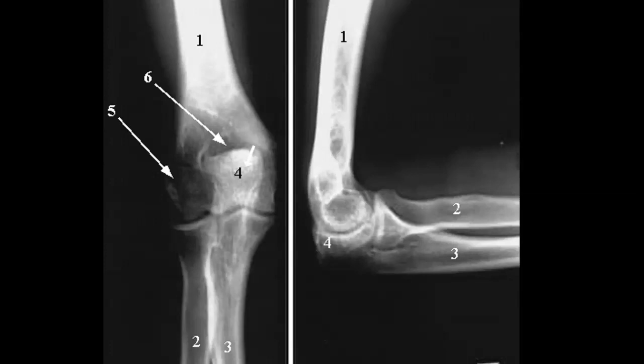Let's see if I get a different color here. You can see the olecranon process here, the humerus, of course the ulna and the radius. Radius being here, and there's the head of the radius right there. We can see in the side view over here the head of the radius, olecranon process of the ulna, so ulna, radius, and humerus.